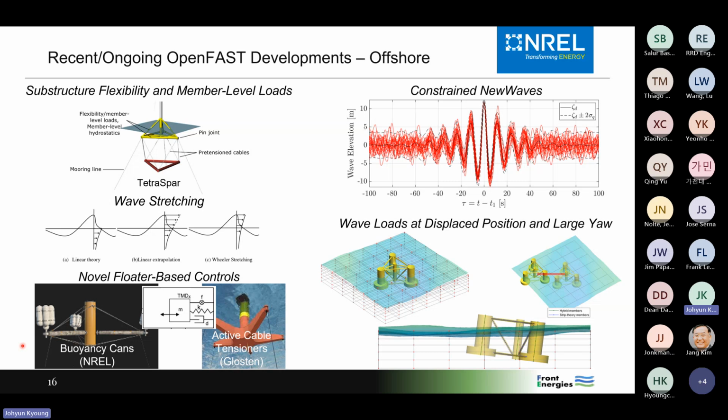Then finally on the bottom left, lots of new options in there for different floater-based controls, whether it's a buoyancy can or passive, or a TMD, which may be passive or active. Tuned liquid column dampers are in there, as well as things like active cable tensioners. So if you have tendons that you may want to actively change the length of, or cables in the support structure you may actively want to change, we can do that now as well.